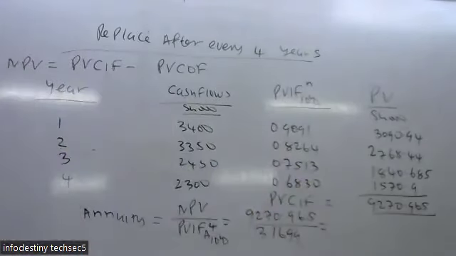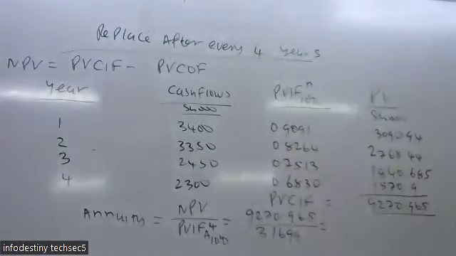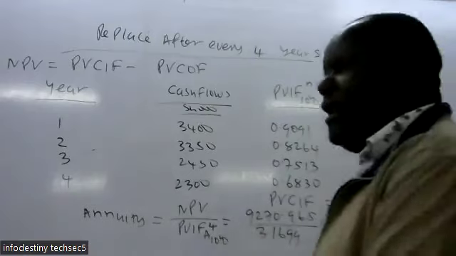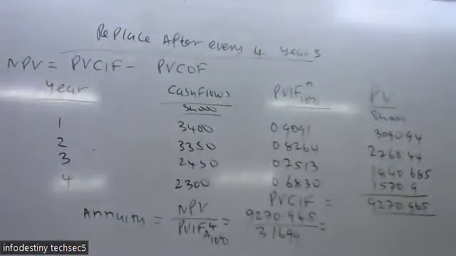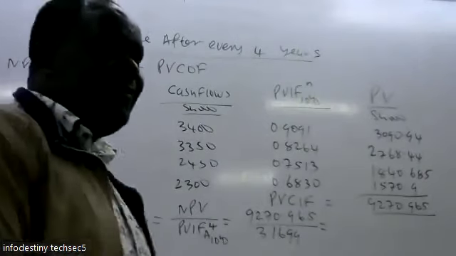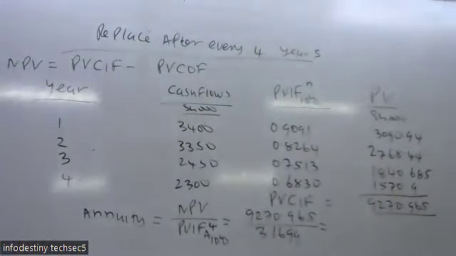So we compare them now. We compare when you replace after every 1 year, 2 years, 3 years, and 4 years. So we pick the one with the highest, because it is the NPV annuity. So you pick the one where the annuity is maximum. So which year? After every 3 years? 2 years? Yes, after every 2 years.